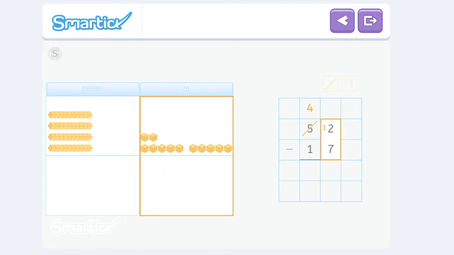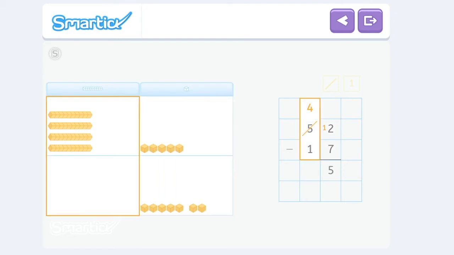Now we can take away 7 units. So we'll drag them to the box below and count how many we have left. 5. 12 minus 7 equals 5. We write down the result and move on to the tens. We have to take away 1 ten, so we drag it into the box below. And we're left with 3. 4 minus 1 equals 3. And we have the result of our subtraction. 52 minus 17 equals 35.